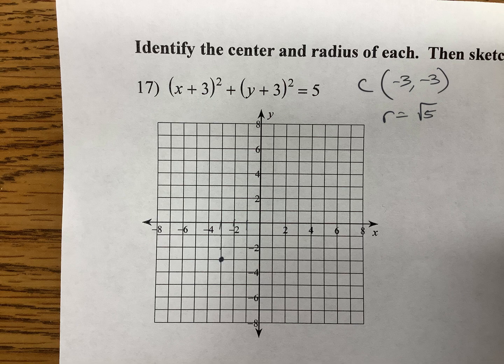If you want to use your calculator, you can take the square root of 5. It's 2.2. So we're going to go over 1 to just a little bit over 2, up 2 and a little bit past that. Left 2, 1, 2. And down 2 and a little bit past that. And that's how we would graph our circle.